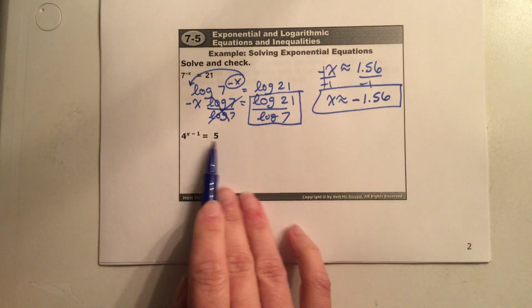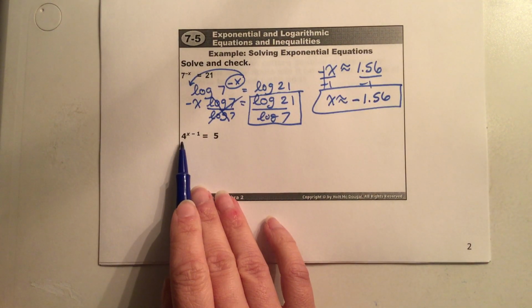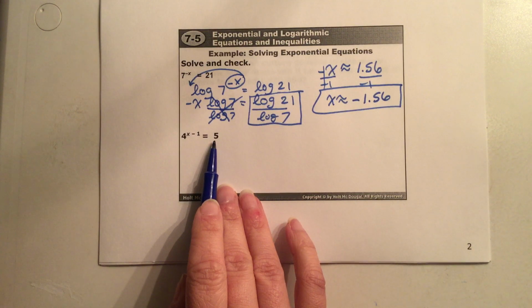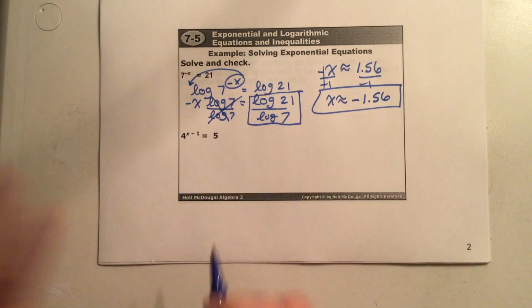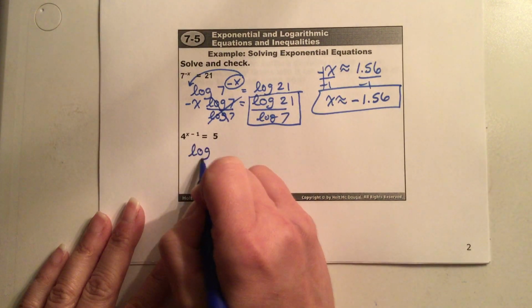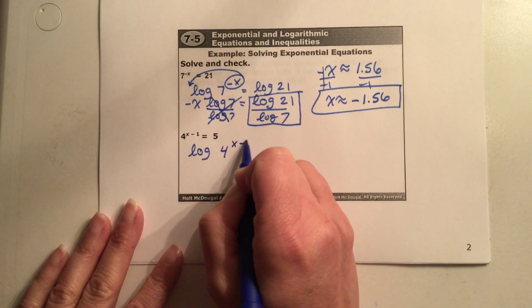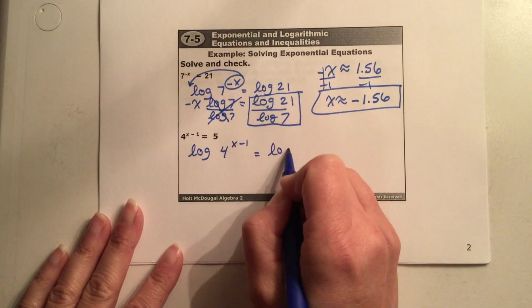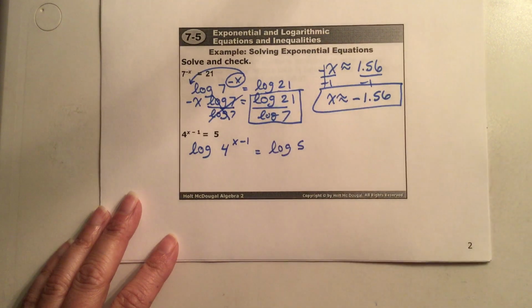Again, I cannot make a common base. 4, I could change into 2 squared, but I can't have 2 to the power of something and get a 5. So step 1, take the log of each side. So the log of 4 to the power of x minus 1 equals the log of 5.